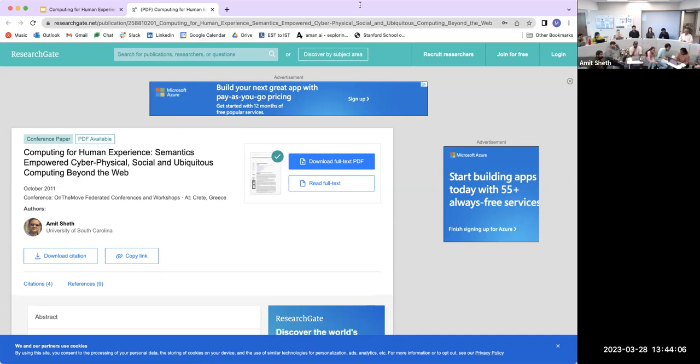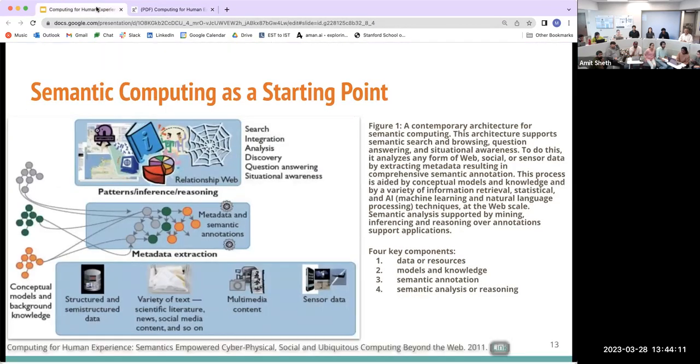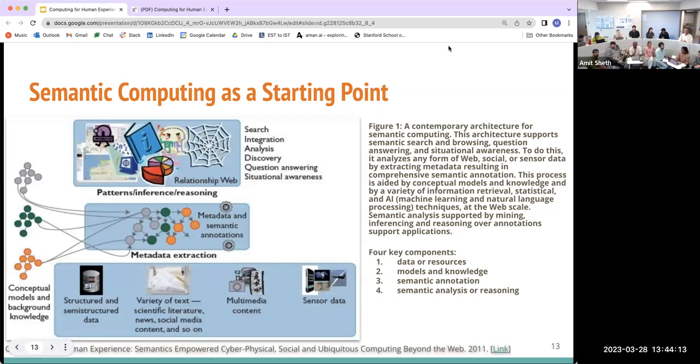do you want to open the paper? So the term semantic computing was coined in this paper, which was in the 2010-2011 time frame. The question is architecture, and that is the description of this architecture.